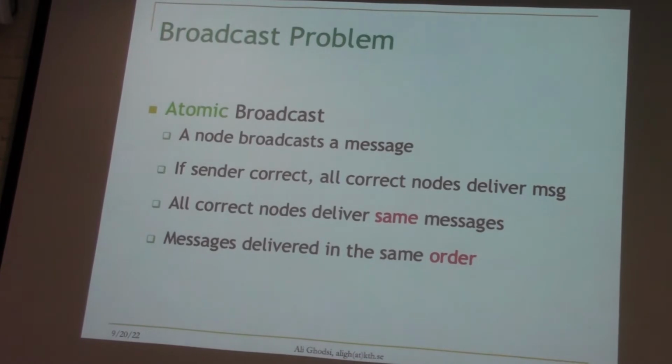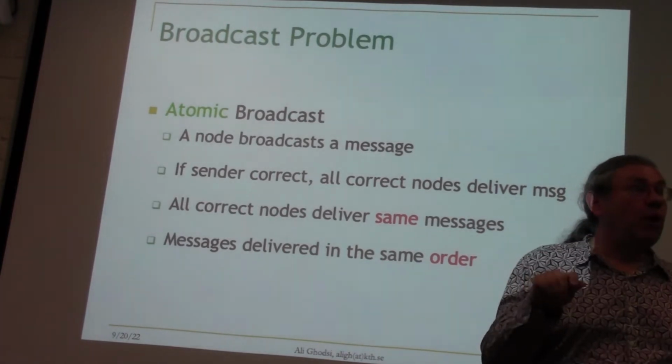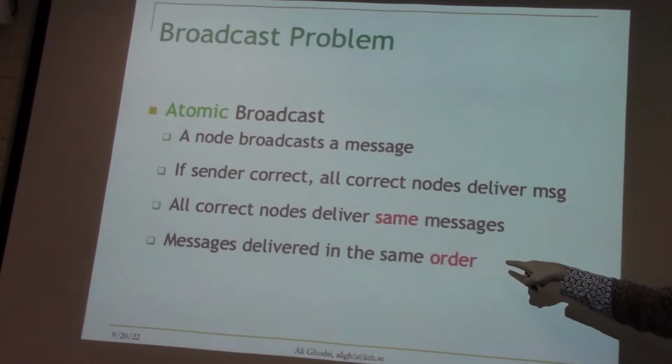Because let's say I'm doing transactions again on a database, and one transaction adds 10 euros to your account, and the other transaction adds 1% interest. Well, the result will change. If you do it in one order, the 1% will not see the 10 euros. But if you do it in the other order, the 1% will see the 10 euros and will give you 10 cents more. Okay? So in order for this to work, you have to deliver the messages in the same order.